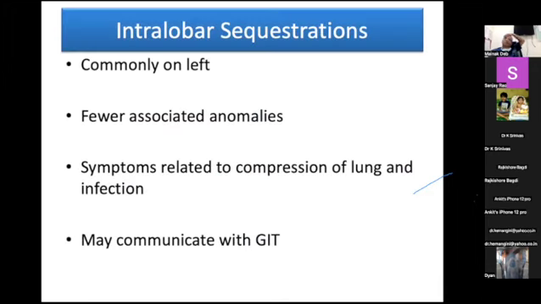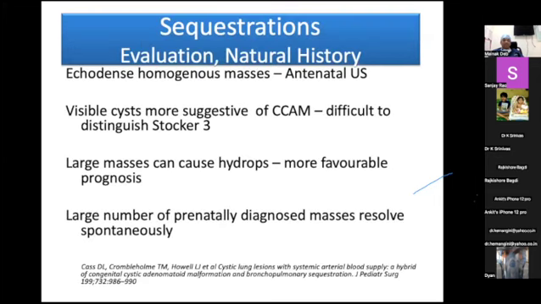Intralobar sequestrations are also seen commonly on the left. There are fewer associated abnormalities, and symptoms are related to compression of the lung and infection. Some of them actually communicate with the GIT. Some patients with scimitar syndrome, whom we have had occasion to treat, have had intralobar sequestrations.